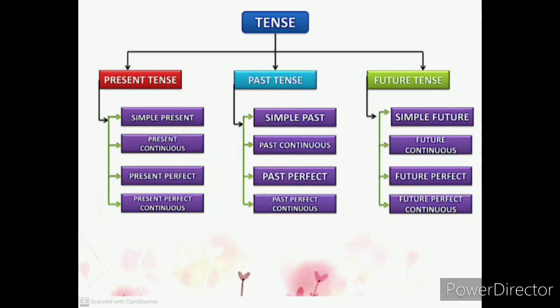Tense is used to denote the time of action. The three main tense forms are the present tense, the past tense and the future tense. Each of these tenses has four forms: simple, continuous, perfect and perfect continuous. As you can see in the slide, simple present, present continuous, present perfect and present perfect continuous. And in past tense, simple past, past continuous, past perfect and past perfect continuous. In the same way in future tense, simple future, future continuous, future perfect and future perfect continuous.